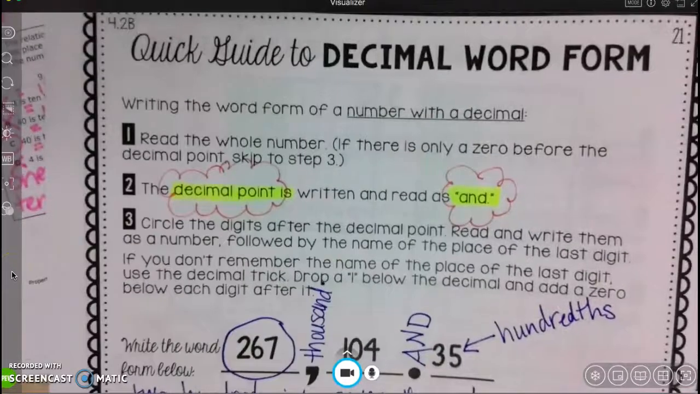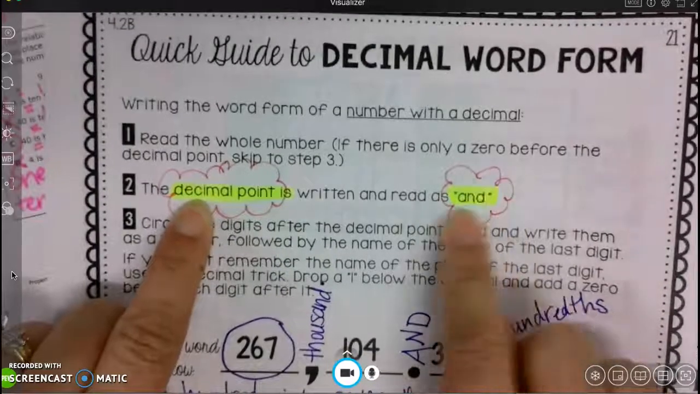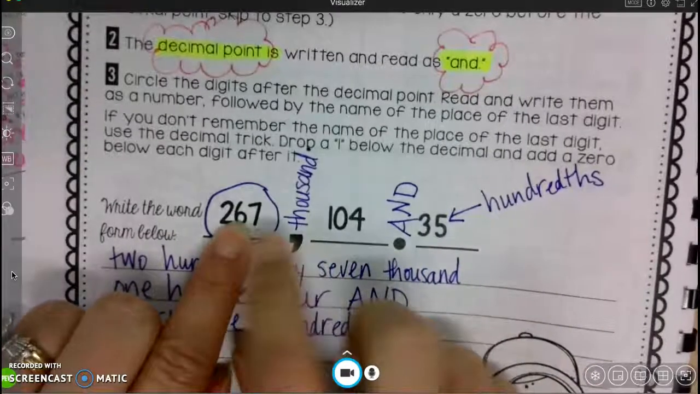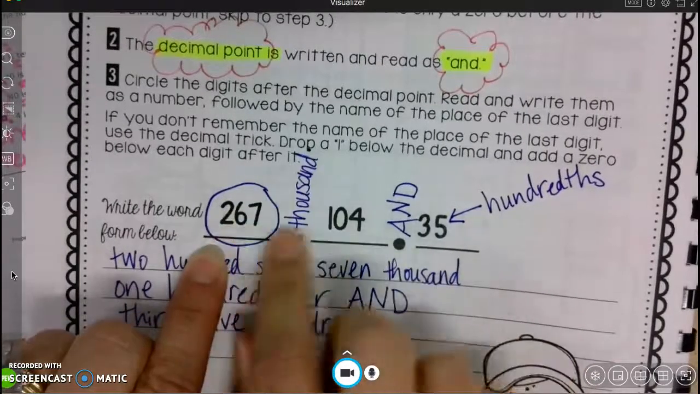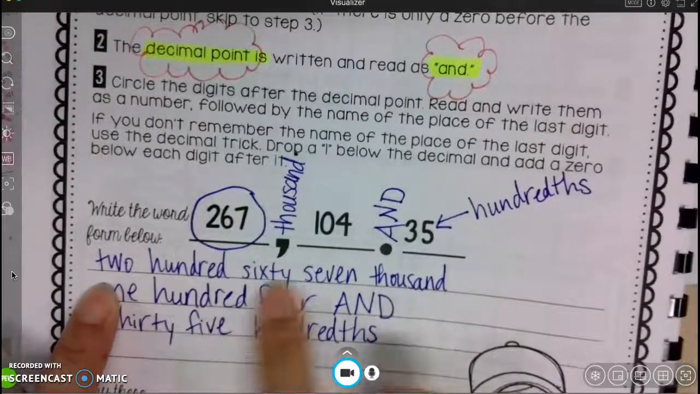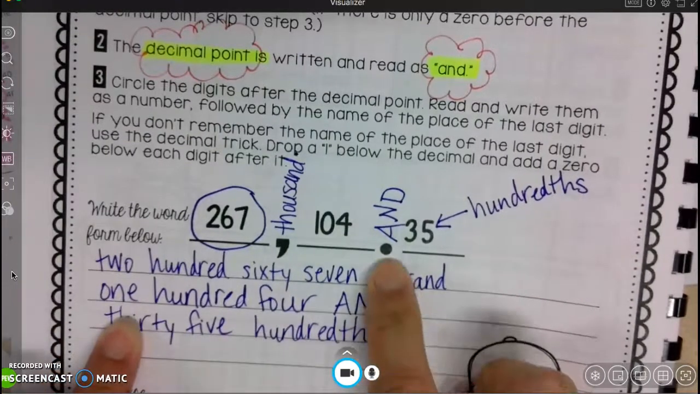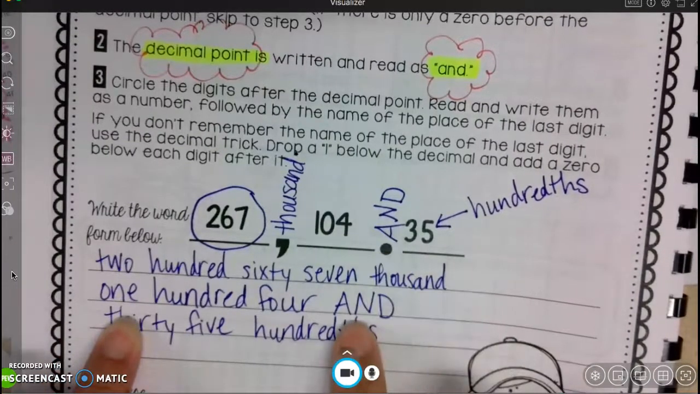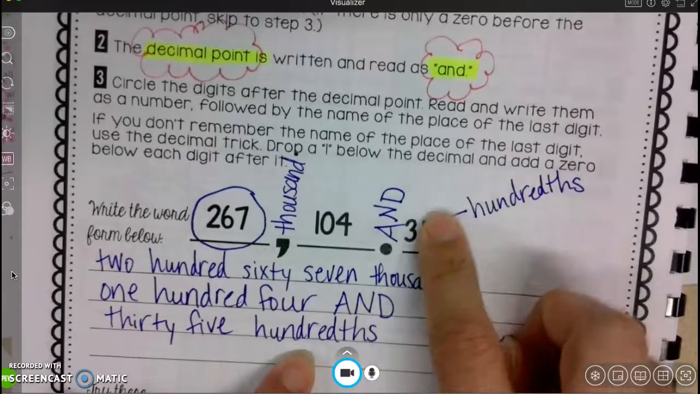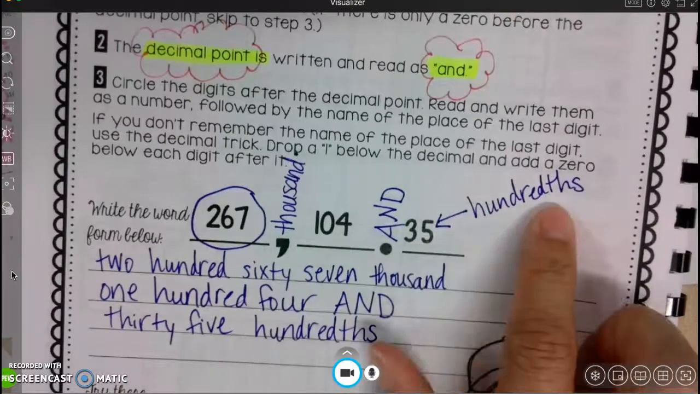All right, so decimal word form. When you see the decimal point, you're going to read the word "and" at the decimal point. So in this number, we labeled our comma with the family that's in front of it. So this is the thousands family. So we'd say 267,104. When I get to the decimal point, I say "and," then I read this number, 35, and the place value that the last digit is in names the number. So it'd be 35 hundredths because that 5 is in the hundredths place.